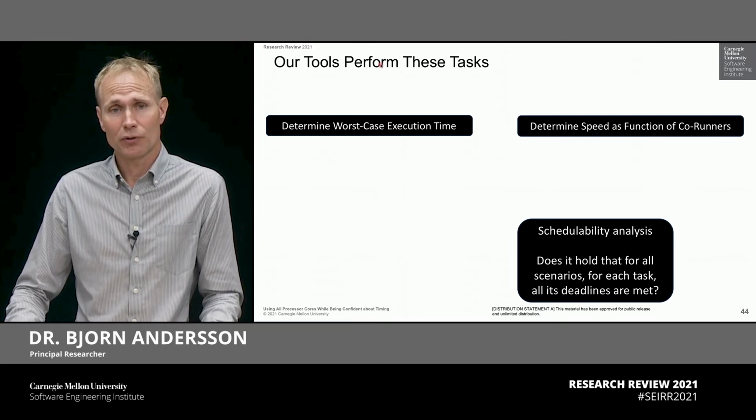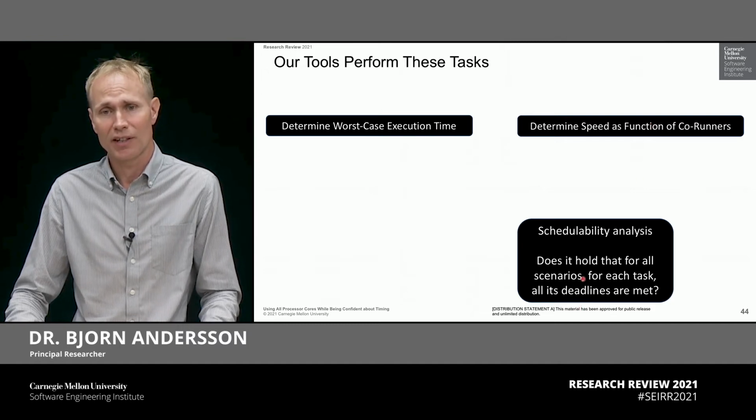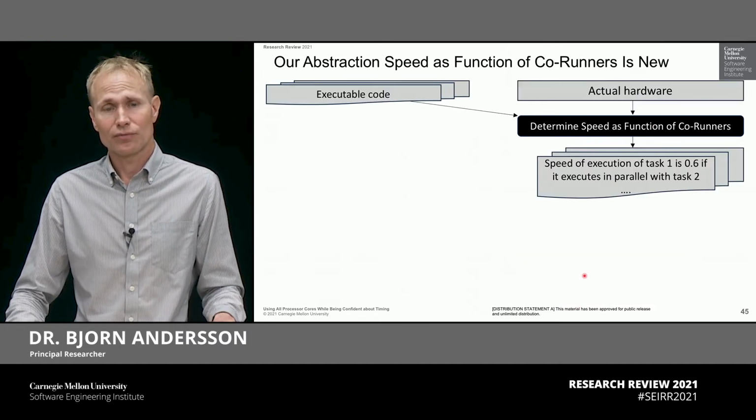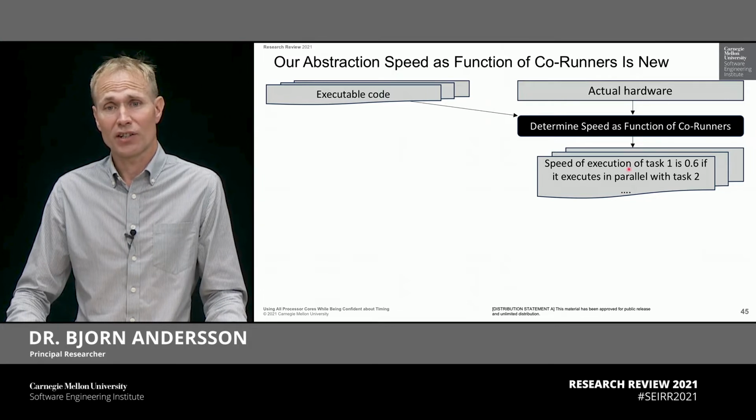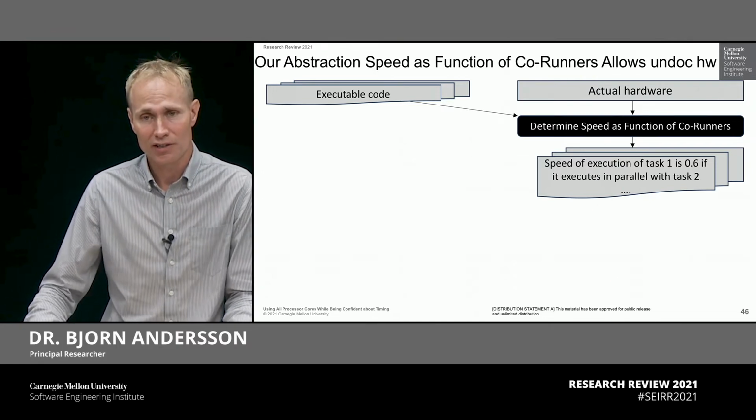We have one tool that does worst case time analysis. We have one that finds speed as a function of co-runner. We have one that does scalability analysis. And this is a new abstraction that we created. The other things, C, D, and T, are well-known quantities in the literature, but this is something we had to invent. And we had to invent it so that we can actually analyze it. We have done both. We have created this notion and we have created the analysis for it.